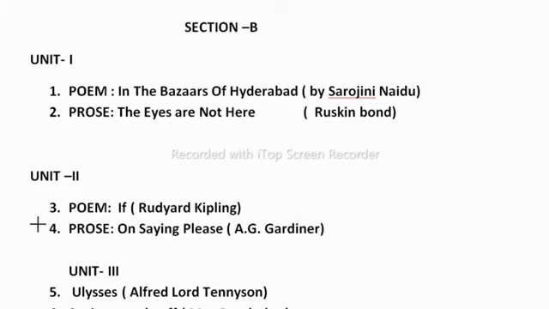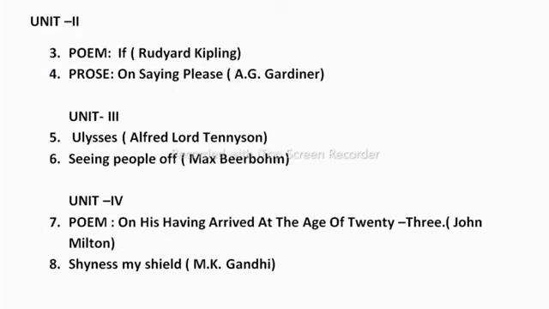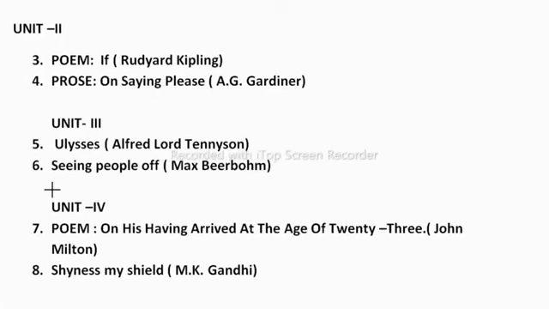In unit 2, the poem is If, written by Rudyard Kipling, and the prose is On Saying Please, written by A.G. Gardiner. Under unit 3, you have to learn Ulysses, written by Alfred Lord Tennyson. The sixth one is the prose, Seeing People Off, written by Max Beerbohm. Under unit 4, the poem is On His Having Arrived at the Age of 23, written by John Milton, and Shine Is My Shield, written by Mahatma Gandhi.